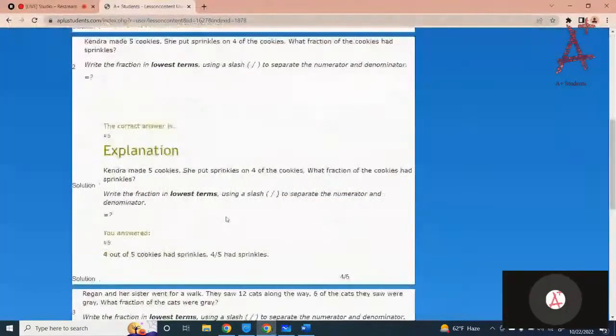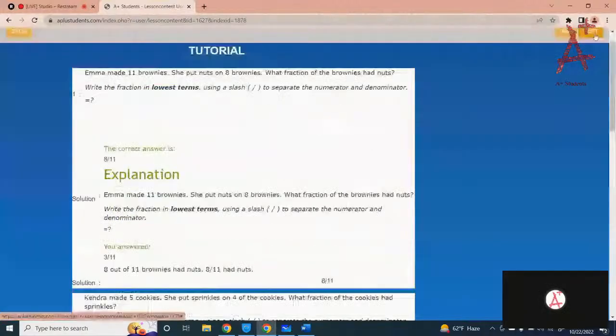Okay, Kendra made 5 cookies. She put sprinkles on 4 of the cookies. What fraction of the cookies had sprinkles? So total cookies are 5. Out of them, 4 have sprinkles on them. So it would be 4 out of 5. Got it? 4 over 5 you can write. So you can convert them in a lowest form. We don't have any common number that can divide both 4 and 5. That means 4 by 5 is already in the lowest form. Got it?